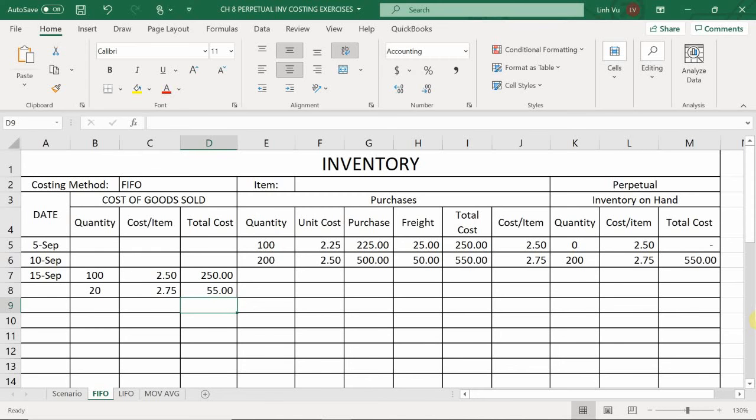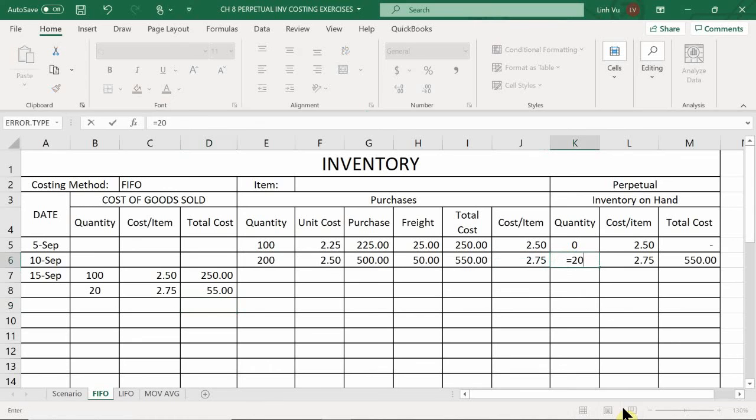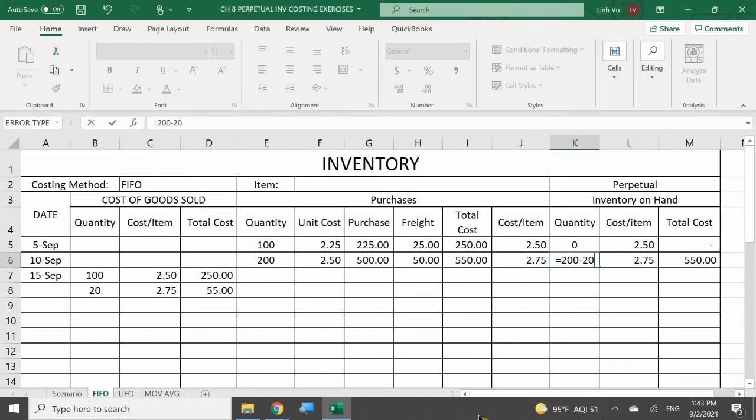We're going to update our inventory, because we no longer have 200. 200 minus 20, so we have 180 at 2.75 for a total of 495. Good, a total of 495.